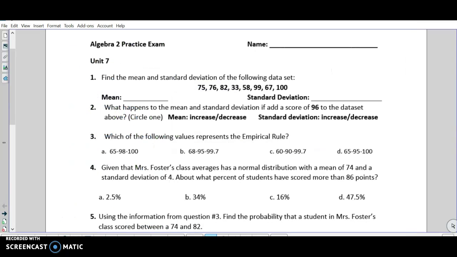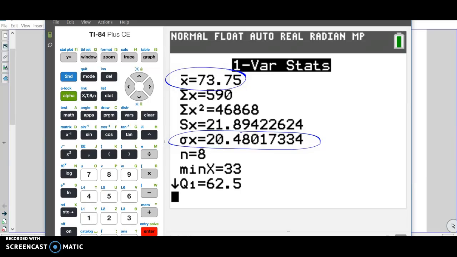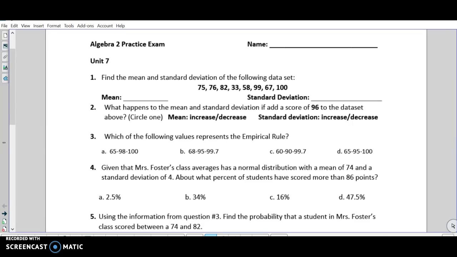So we can go back to here. We know that, oops, I forgot what those numbers were. We got 73.75, and our standard deviation is 20.48. I'm just going to do 2 decimal places. So here, 73.75, 20.48. So the next problem is asking what happens to the mean and standard deviation if you add a score of 96 to these guys.